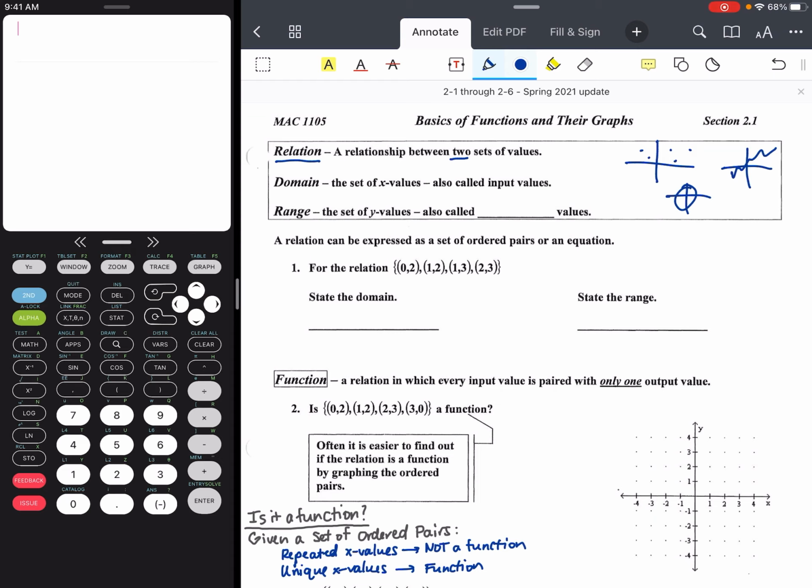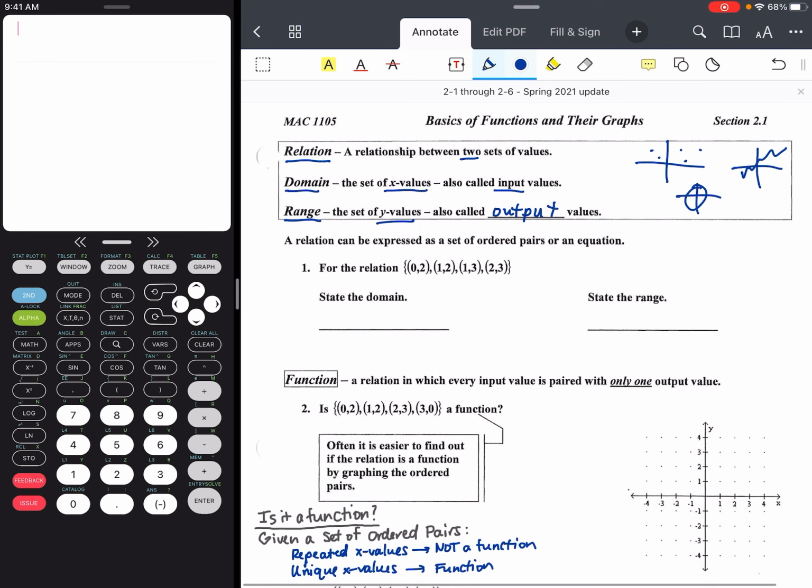And for a relation, we can define the domain, which is the set of x values, also considered the input values. And we can define the range, which is the set of y values, also called our output values. And by the way, if you ever find yourself getting domain and range confused, domain is your x values, range is your y values, and luckily they're both in alphabetical order. X comes before y in our alphabet, and D comes before R in our alphabet, so that helps me keep them straight.